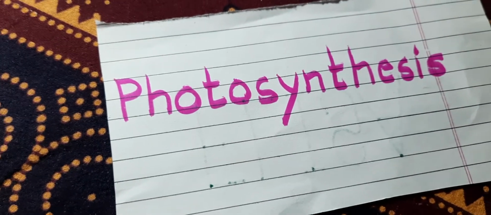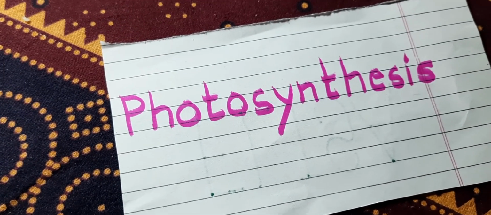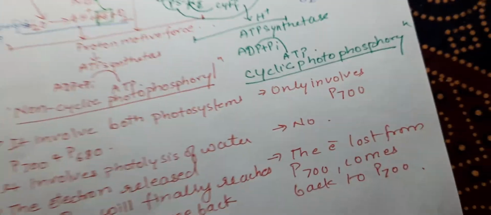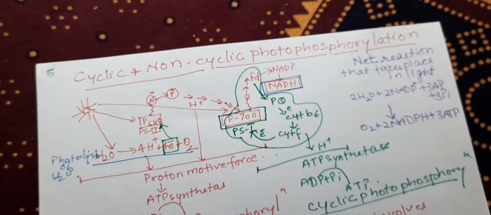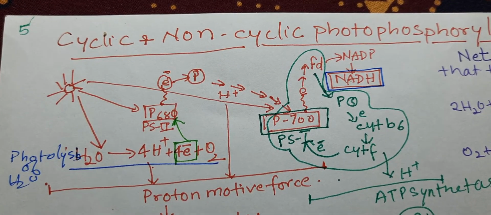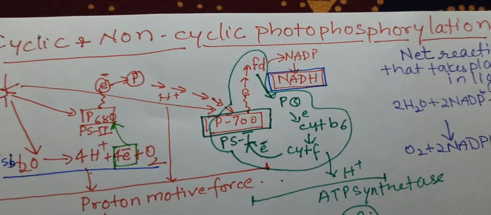and the formation of ATP is called phosphorylation. Since it forms during photosynthesis, in the light reaction, we say it is photophosphorylation. Here you can see there are two types, cyclic and non-cyclic. The one shown in red on the right is the non-cyclic, and the one in green is the cyclic.